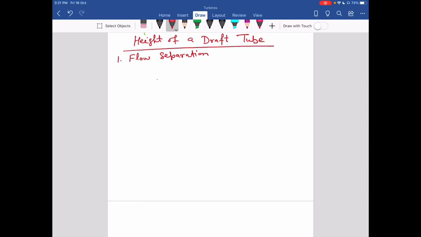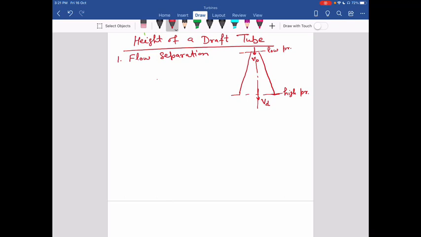Now you can see we have this shape of draft tube. Okay, so here the velocity is Vd, here the velocity is Vo. Now further, this end is at low pressure, and this end is at higher pressure, because here the pressure is atmospheric or more than atmospheric. So here we have the high pressure.